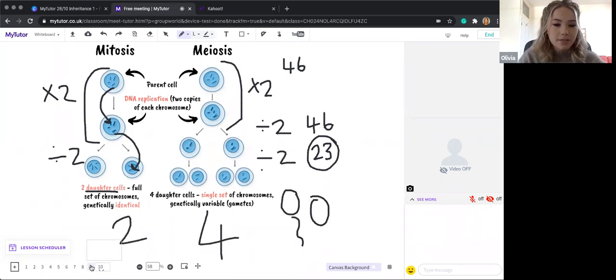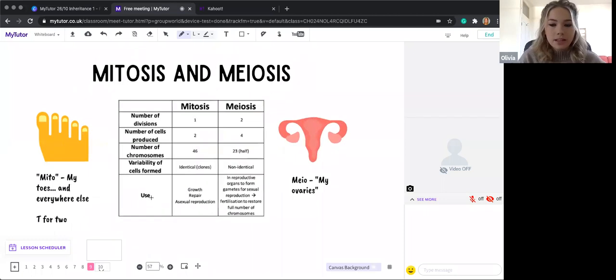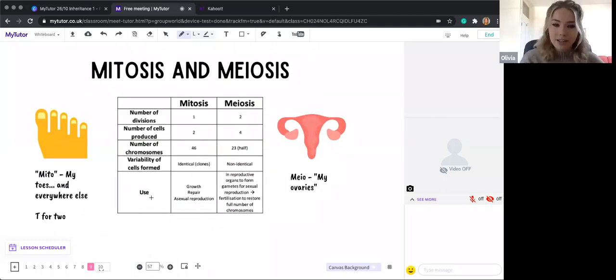So I'm going to summarize this for you on this page. This is everything you could be asked about mitosis and meiosis in the exam. So we've got mitosis, 1 division, meiosis, 2. Mitosis creates 2 cells and meiosis therefore creates 4. Following on from this, mitosis in humans, the cells produced would have 46 chromosomes, which is 23 pairs, whereas meiosis, we only have 23 chromosomes and they're not in pairs.